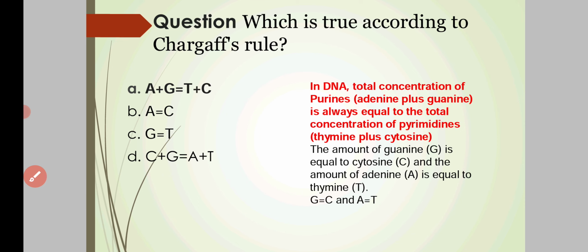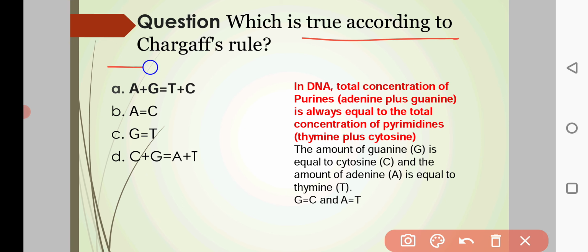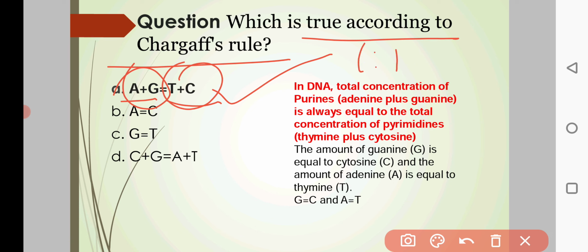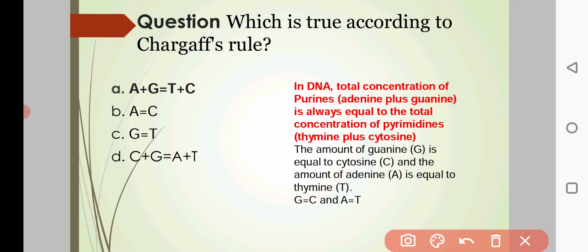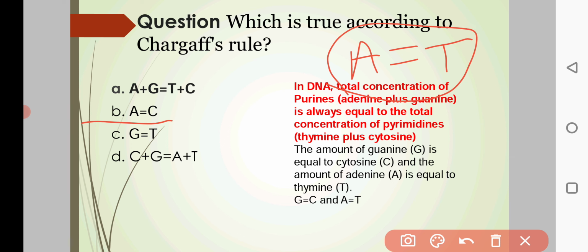Third question is, what is true according to Chargaff rule? So again, four options are there. Adenine plus guanine is equal to thymine plus cytosine. It is correct because all the purines and pyrimidines will be in 1:1 ratio in the DNA. We already discussed this in our previous question. A is equal to C. It is not correct because A will always be equal to T, because A will bond with T.